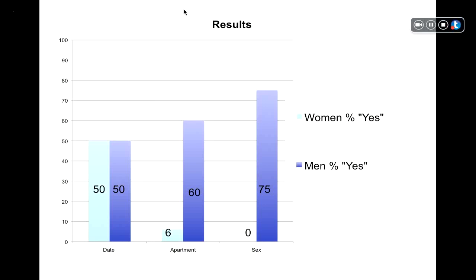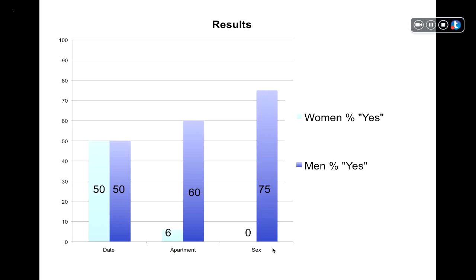So the purple bars are the men saying yes, and on the y-axis here you have the percent of men saying yes, and then on the x-axis here you have the question: date, apartment, sex. And then the light blue bars are the women percentage saying yes. So let's look at this. Date, about 50-50. Apartment, we see a fairly large difference between the percentage of men saying yes and the percentage of female saying yes. So 60 and 6%. And then when we get the question of would you go to bed with me tonight, we see 0 women, 75% men. So the question becomes why?